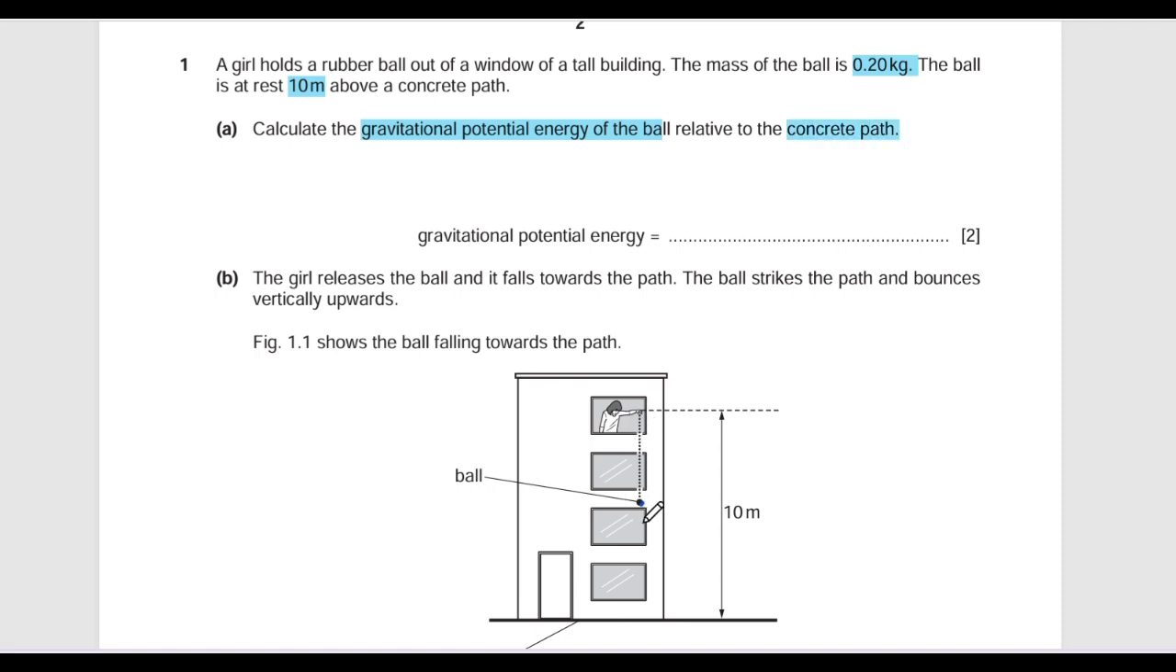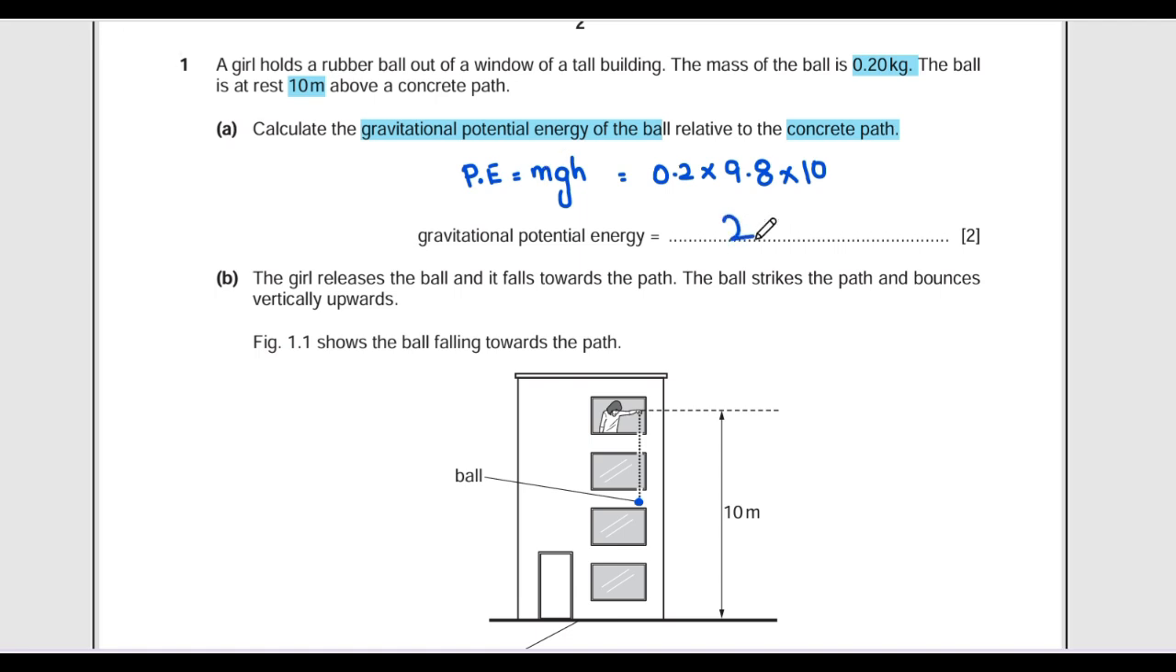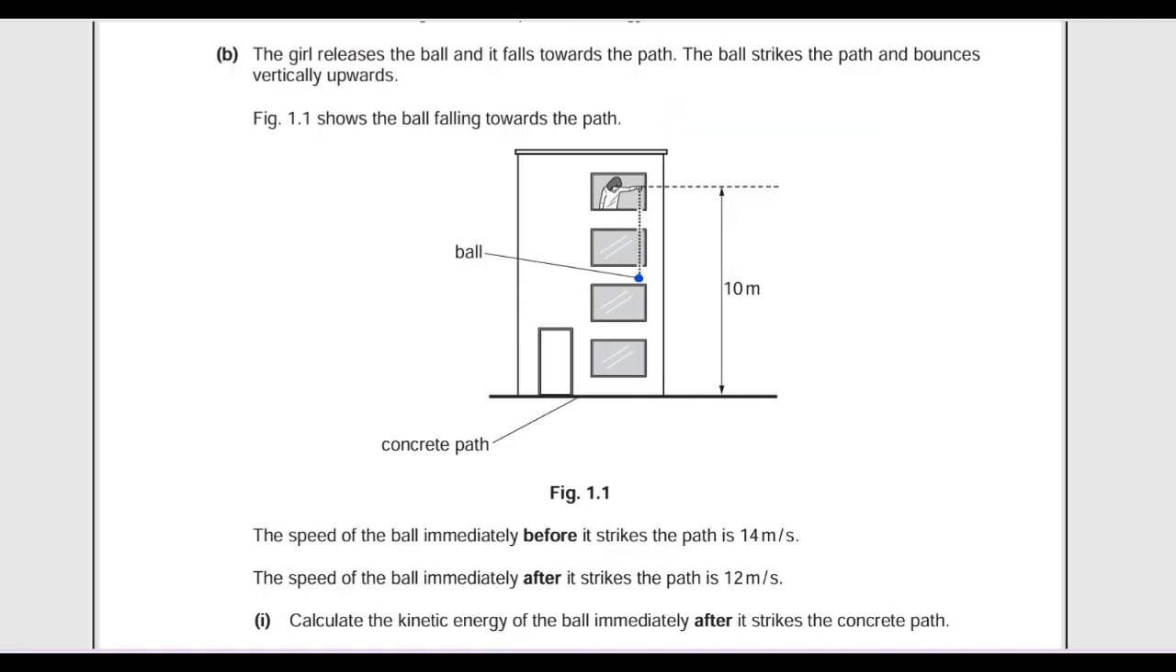So there is a girl holding a string which is connected to a ball, and the height of the string from the ground is 10 meters, and potential energy is equal to mgh. Mass of the ball is 0.2, gravitational acceleration is always 9.8, and height is 10 meters from the concrete path. Putting all these things into your calculator will give you 20 joules.